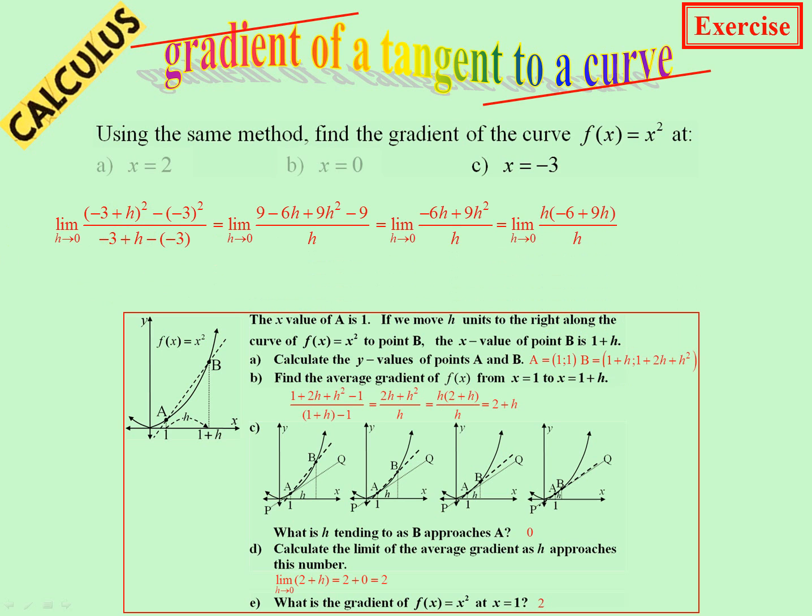Simplifying, here we are, we get -6 plus h. Substitute h equals 0 in there and we get a number, so that limit is fine, -6.